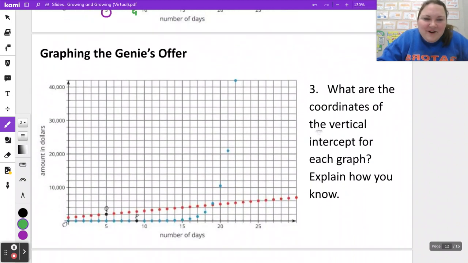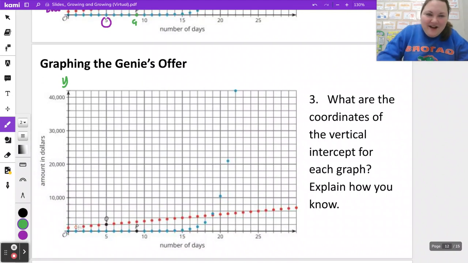Looking at that same graph, the third question is, what are the coordinates of the vertical intercept for each graph? And remember, vertical intercept is the one we're usually calling our y-axis. So I'm looking at my y-axis to find the y-intercept or the vertical intercept. Go ahead, pause the video on this one and try this one here.